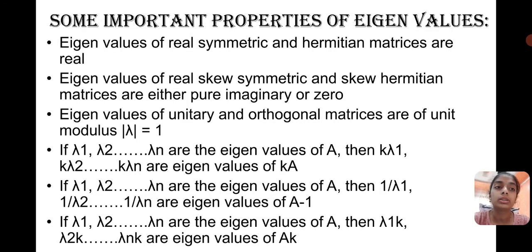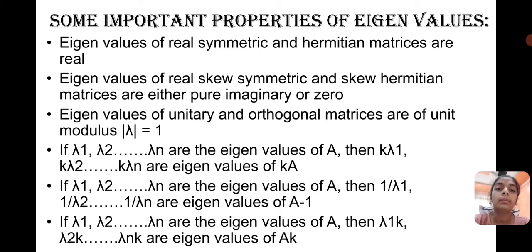Some important properties of eigenvectors and eigenvalues. Eigenvalues of real symmetric and Hermitian matrices are real. Eigenvalues of real skew symmetric and skew Hermitian matrices are either purely imaginary or 0. Eigenvalues of unitary and orthogonal matrices are of unit modulus, |λ| = 1. If λ1, λ2, ..., λn are the eigenvalues of A, then kλ1, kλ2, ..., kλn are eigenvalues of kA.